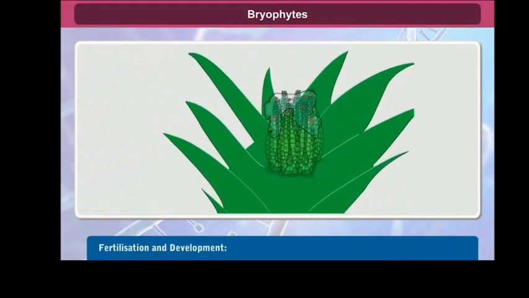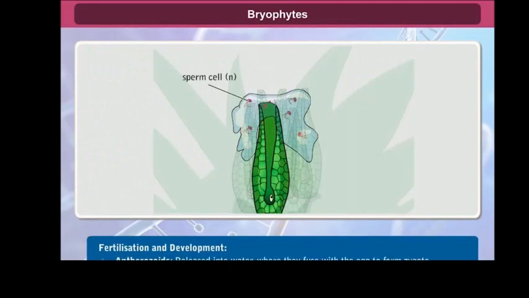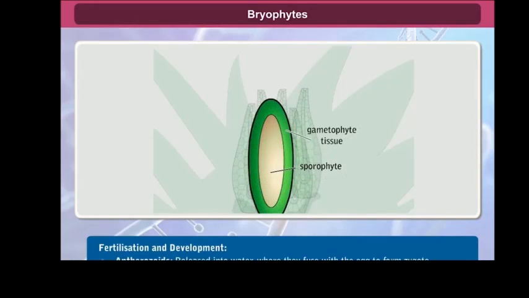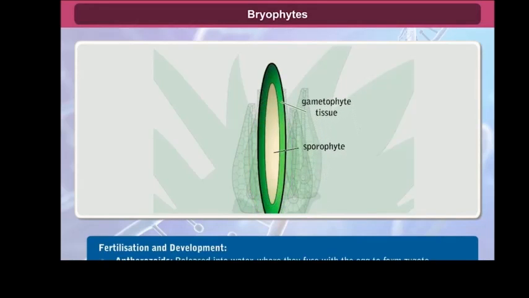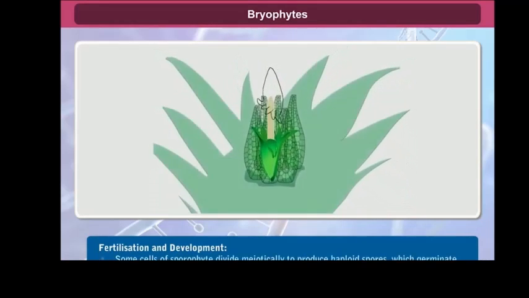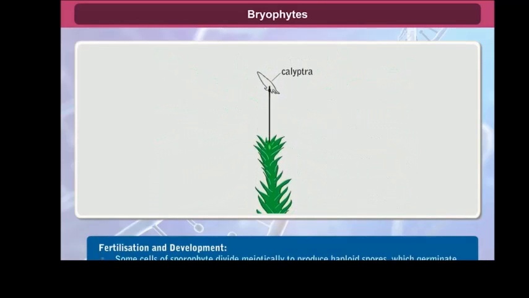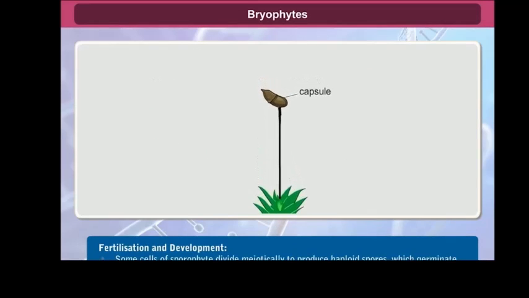Fertilization and development. Antherozoids released into water where they fuse with the egg to form zygote. Zygote does not undergo reduction division immediately and grows into sporophyte, which is not independent and grows on photosynthetic gametophyte. Some cells of sporophyte divide meiotically to produce haploid spores, which germinate to give rise to gametophyte.